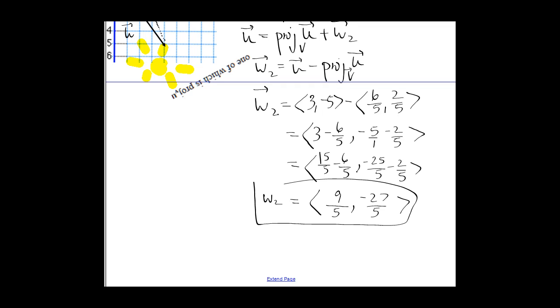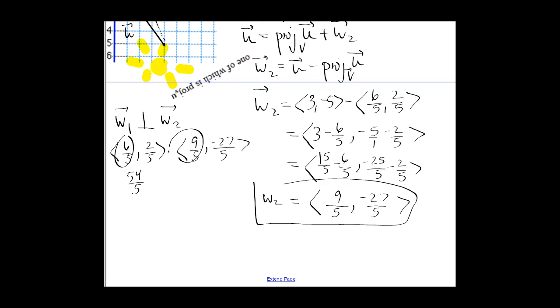So does this check? First, are they perpendicular? Let's check their dot product. We want it to be 0. So here we get 54 over 25 plus negative 54 over 25. So yes, that checks. All right, we should also check that vector u really is the sum of vector w sub 1 plus vector w sub 2.